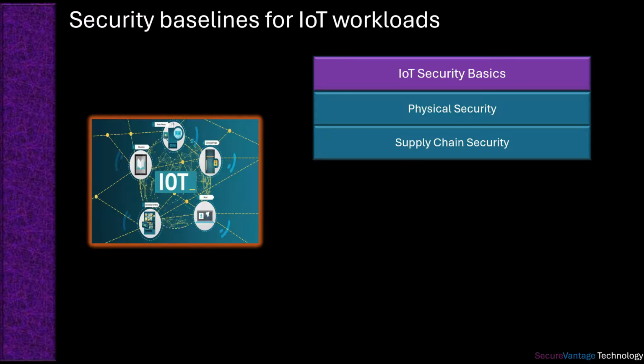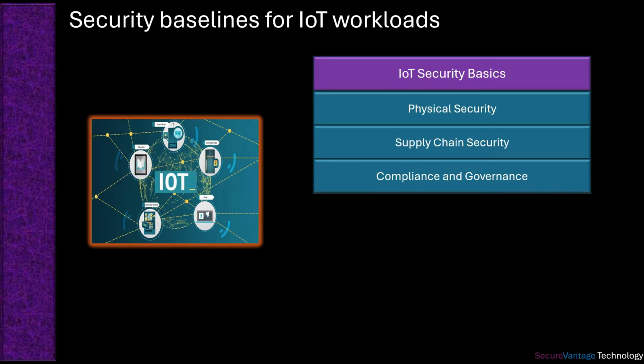Supply chain security will ensure that devices and components are trustworthy before they are deployed in the IoT environment. Evaluate vendors for security practices. Ensure devices are built with secure components. Conduct risk assessments of suppliers and establish guidelines to handle potential supply chain vulnerabilities.